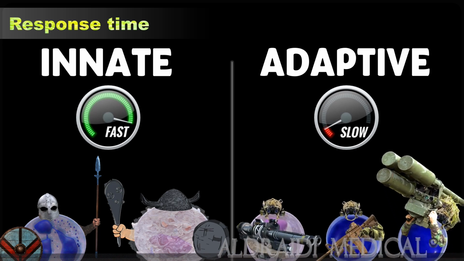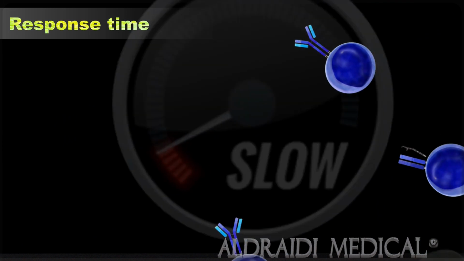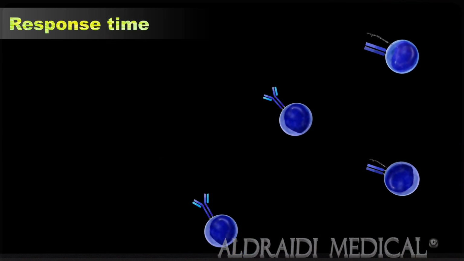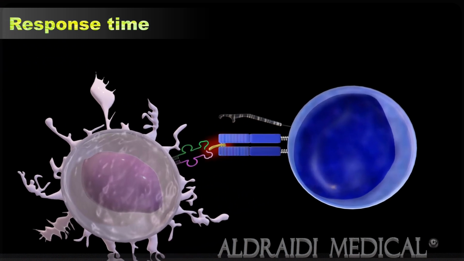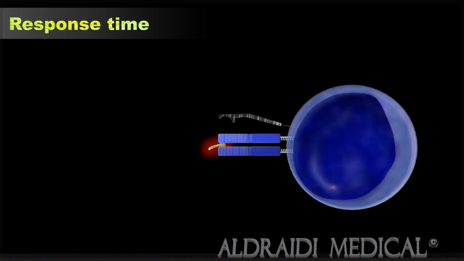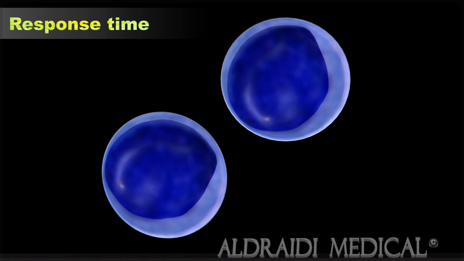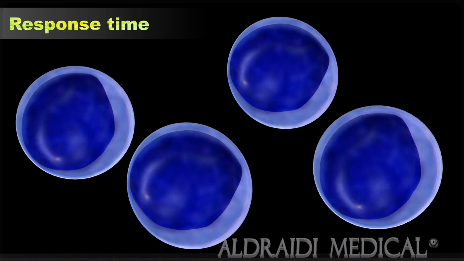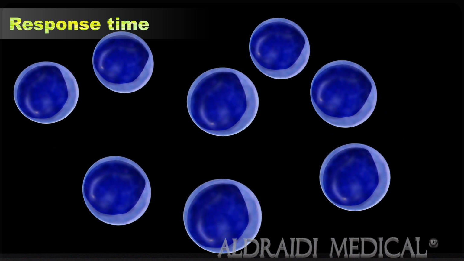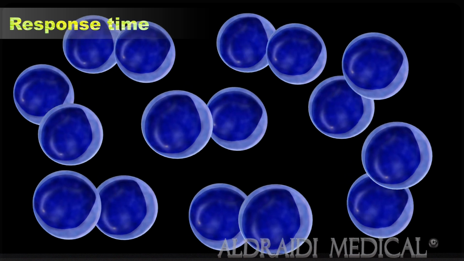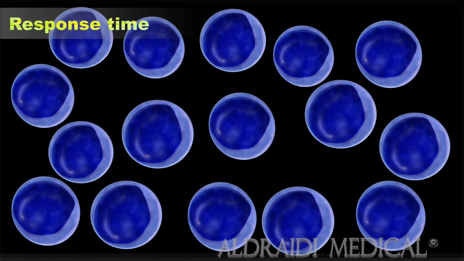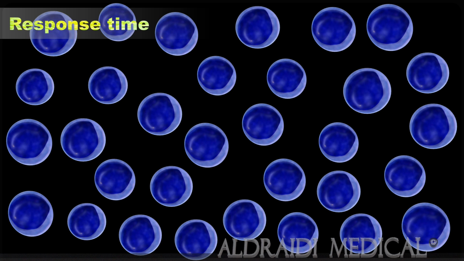And the reason that the adaptive response is slow is due to the fact that the rare B or T cells that are specific for the invading pathogen and possess the perfect receptor for the job must first be found, and then must undergo clonal expansion over several days to allow the rare antigen-specific cells to increase in number sufficiently so that they can effectively combat the pathogen that elicited the response.